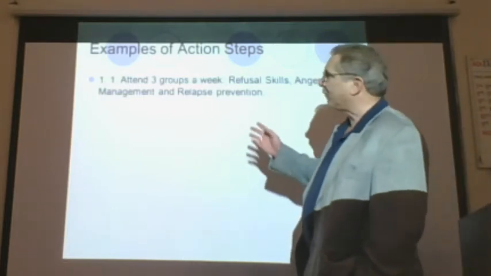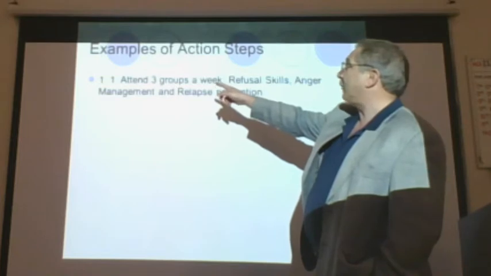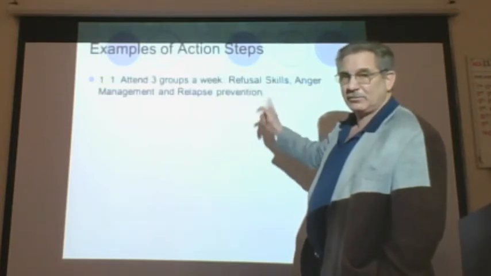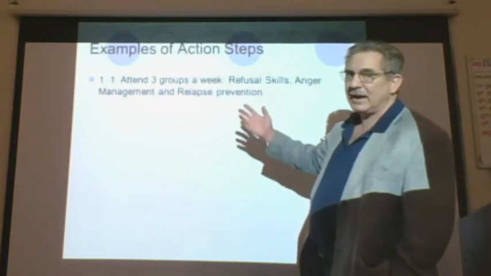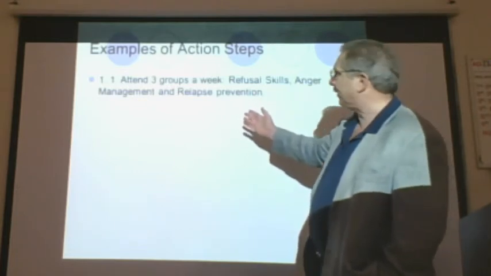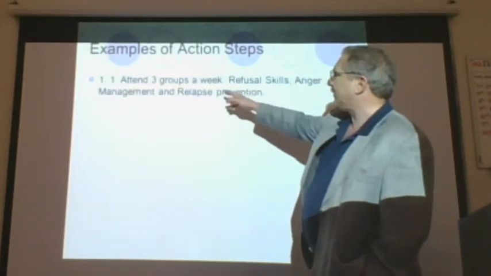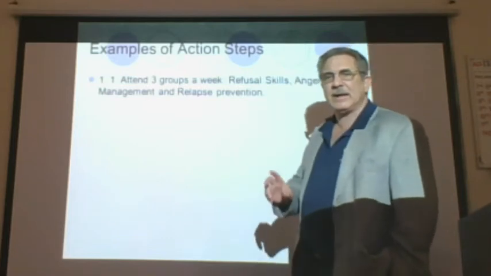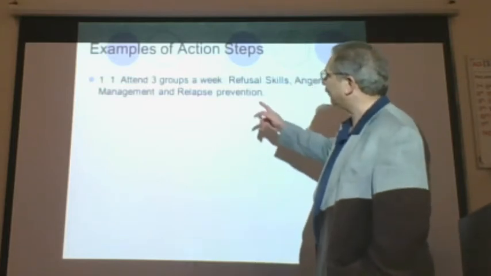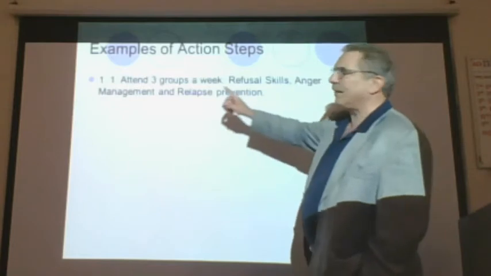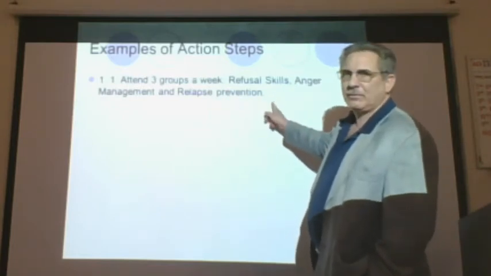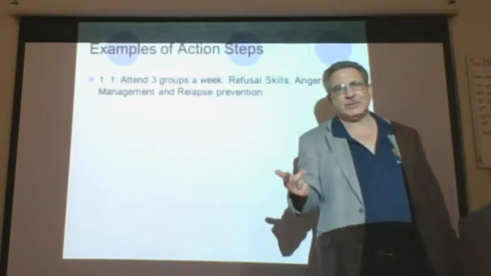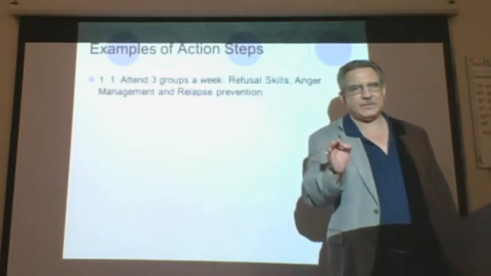So it's a drug and alcohol problem, 3 groups a week. I would like to see 3 groups a week, Monday, Wednesday, and Friday from 10 a.m. to 11:15. That would add a lot more measurability. The client will attend 3 groups a week: refusal skills, anger management, and relapse prevention. You can even make it sweeter. Client will attend 3 groups a week, refusal skills on Monday, anger management on Wednesday, and relapse prevention on Friday. However you want to do it, reasonable, manageable, measurable, and it fits the program criteria.